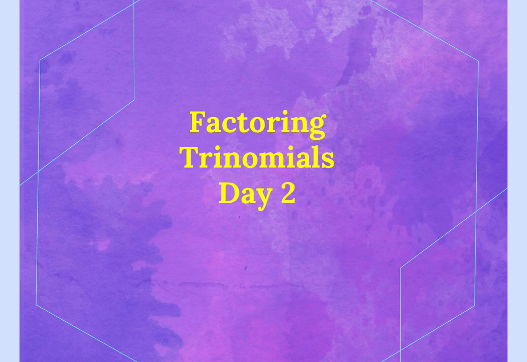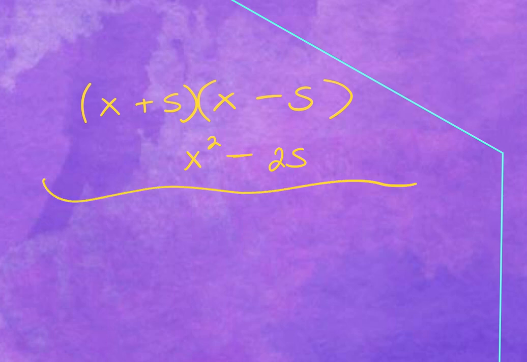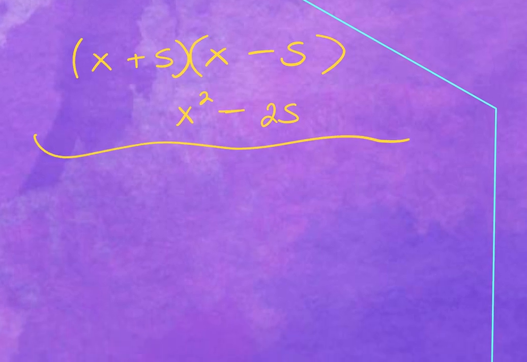If I have the same expression, but one's got a plus and one's got a minus, my shortcut is what? X squared. So, good. Square the first term, square the second term, and then what goes in between them? A minus. Minus, good.